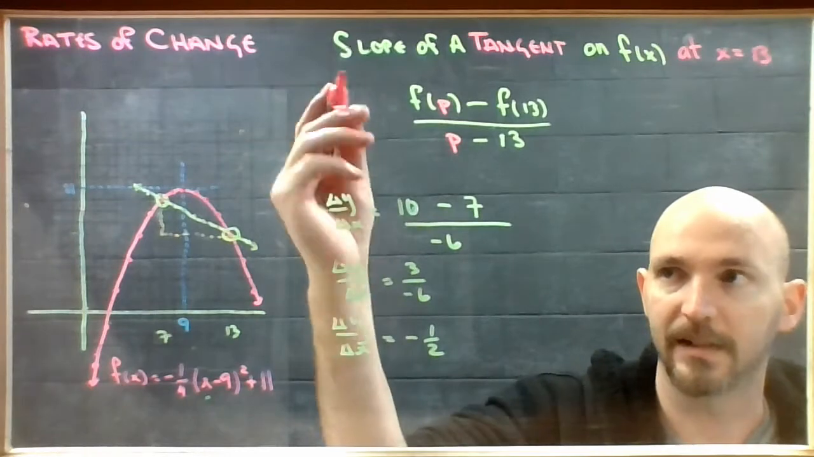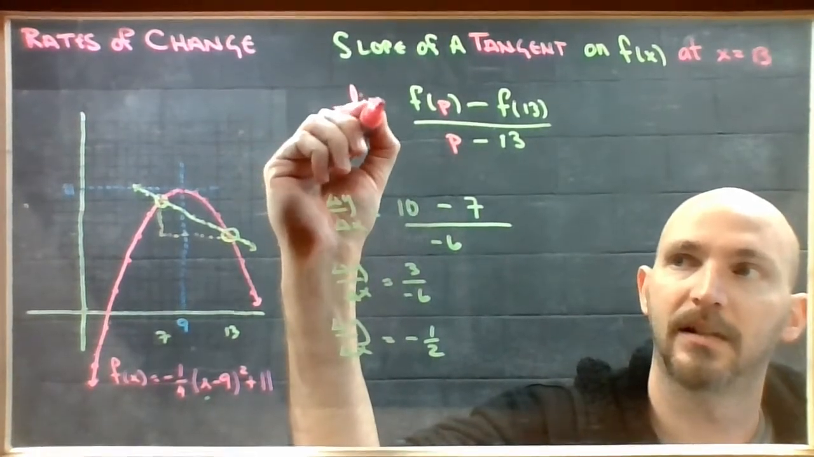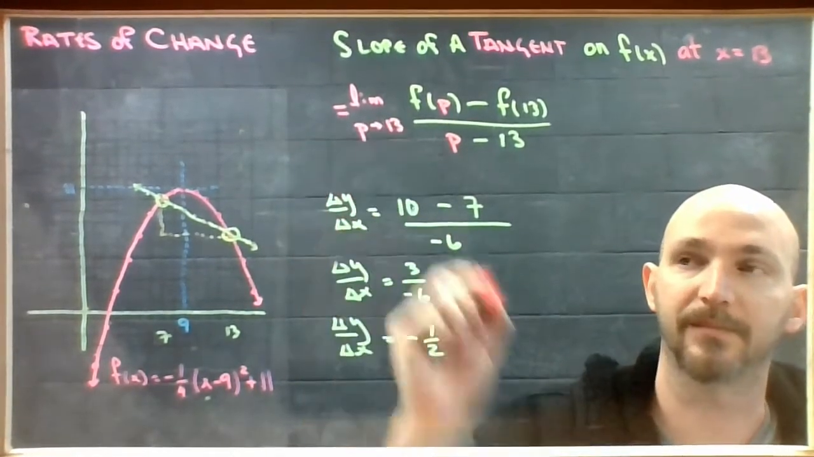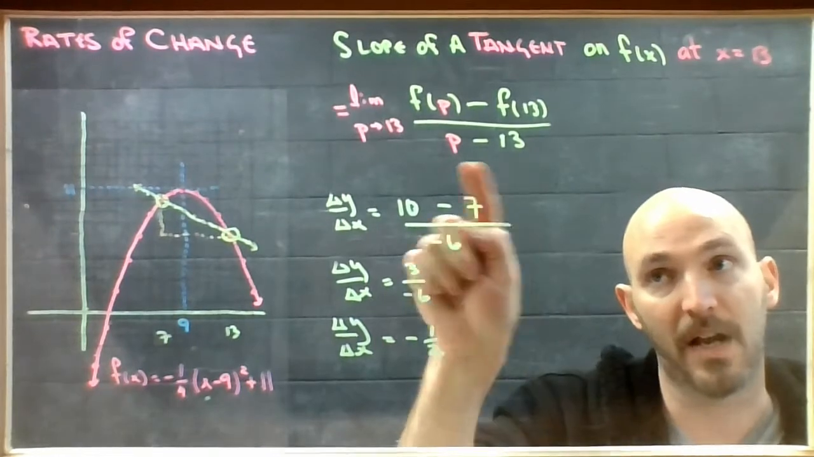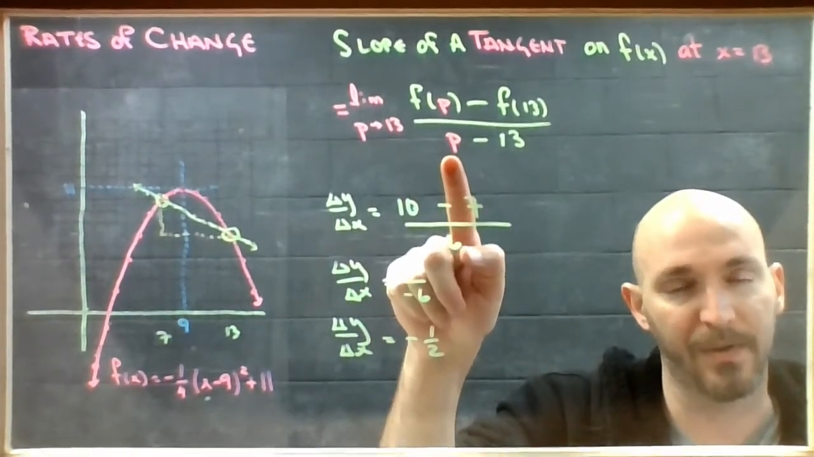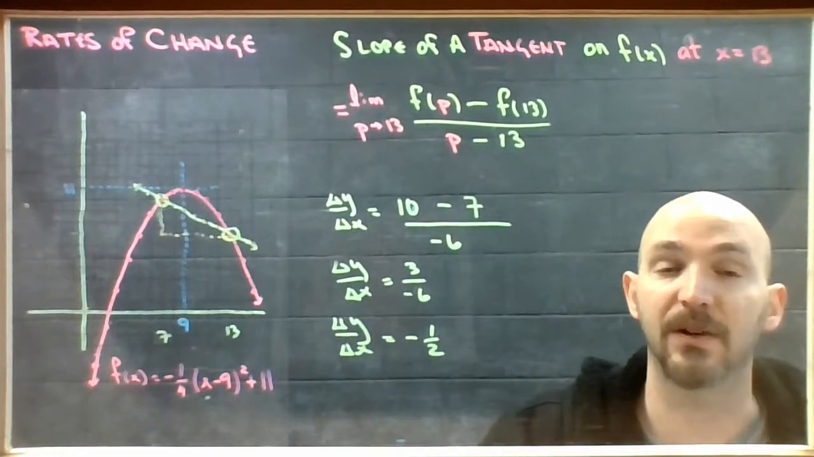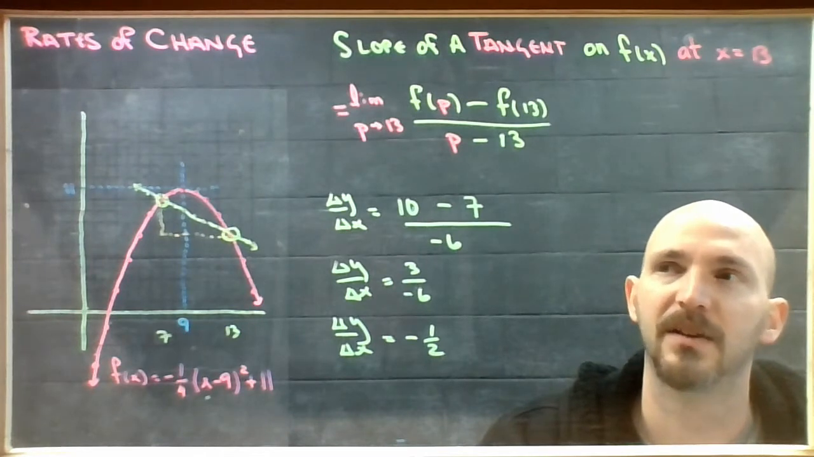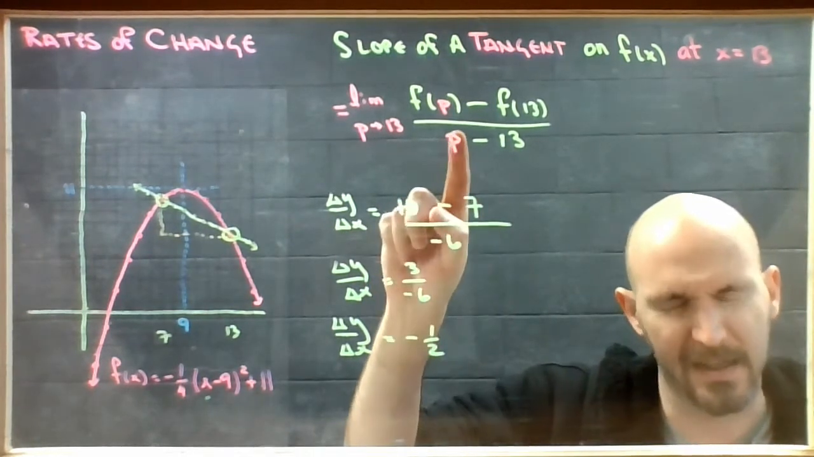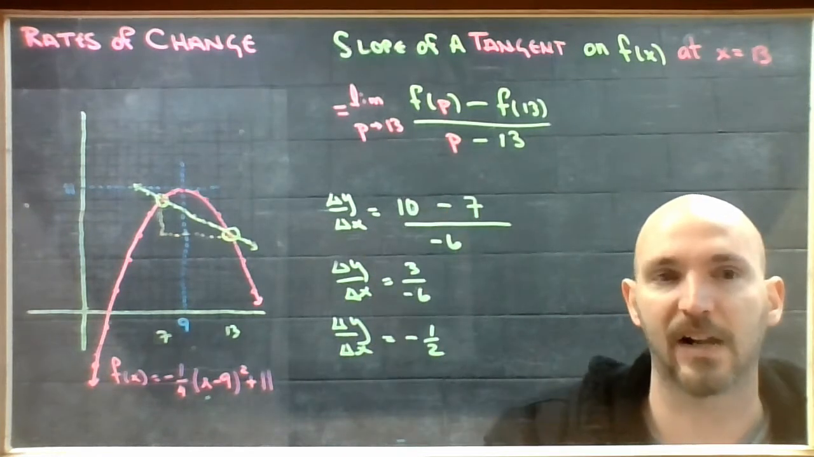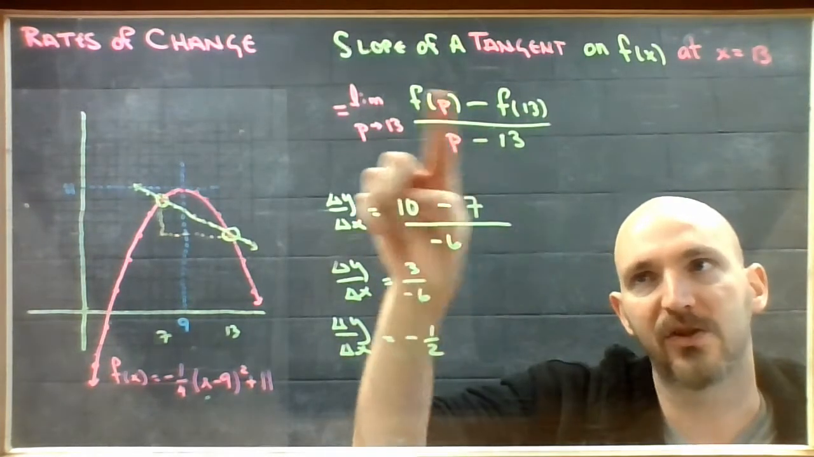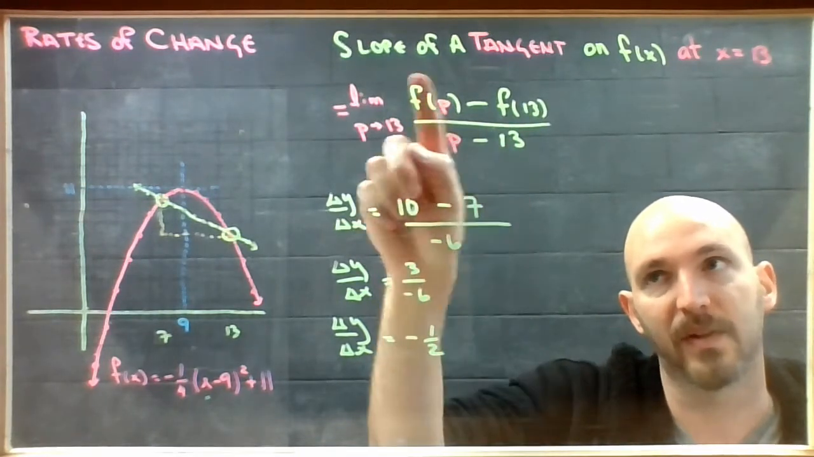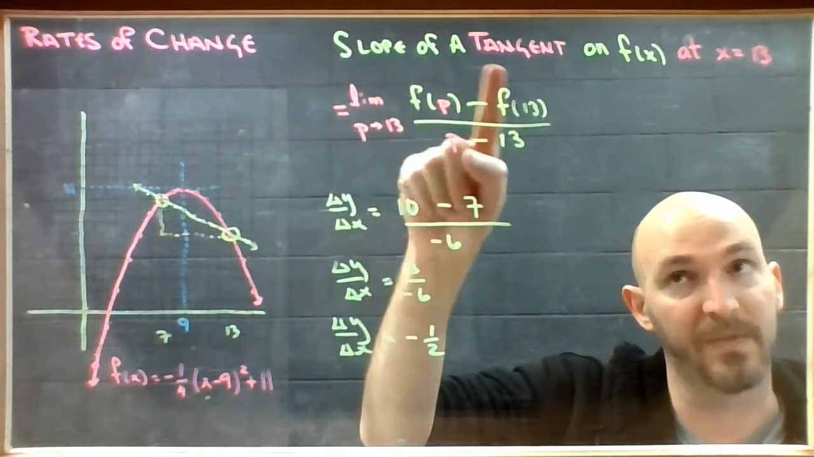So what I'm doing is I'm taking the limit as this dummy variable here gets closer and closer to 13. Now, if you look at the bottom here, you can see why I can't just put 13 here. 13 minus 13 would be 0, and I'd end up with a division by 0, which is forbidden. So I have to creep up on this value and get as close to 13 as I can without actually hitting it. If I let it slide in close, I've changed from slope of a secant to slope of a tangent.